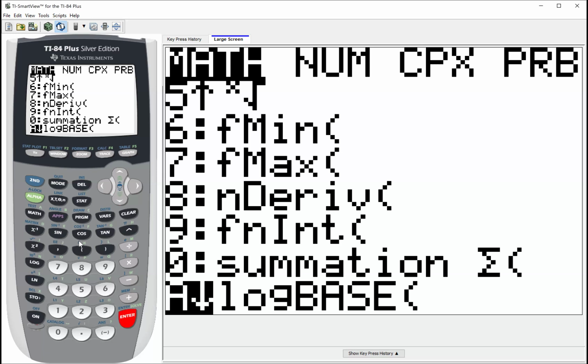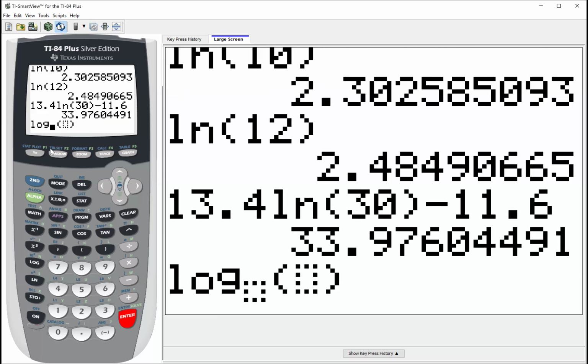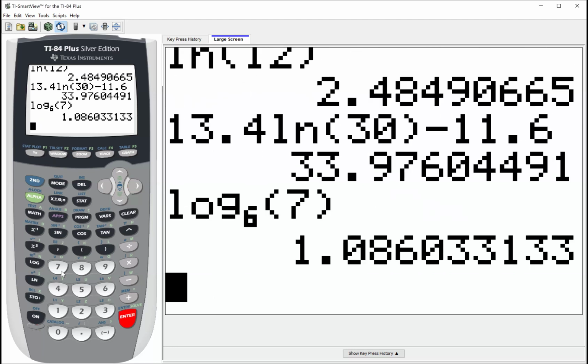So we choose log base. And now your calculator is saying, give me the base, which is 6 in this case, and x is 7. So the base is 6 and x is 7. Now it's going to give us log base 6 of 7, which is about 1.086. And I want you to see that these are in fact equal.